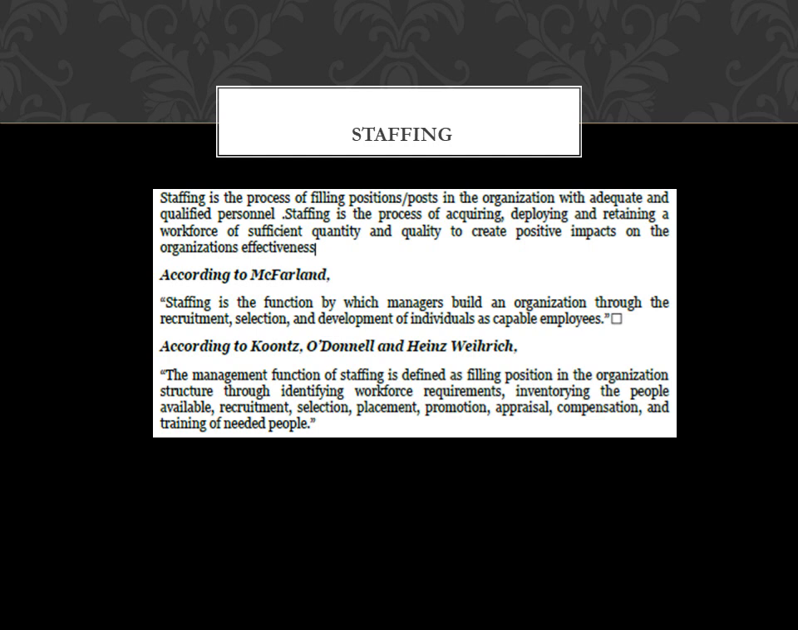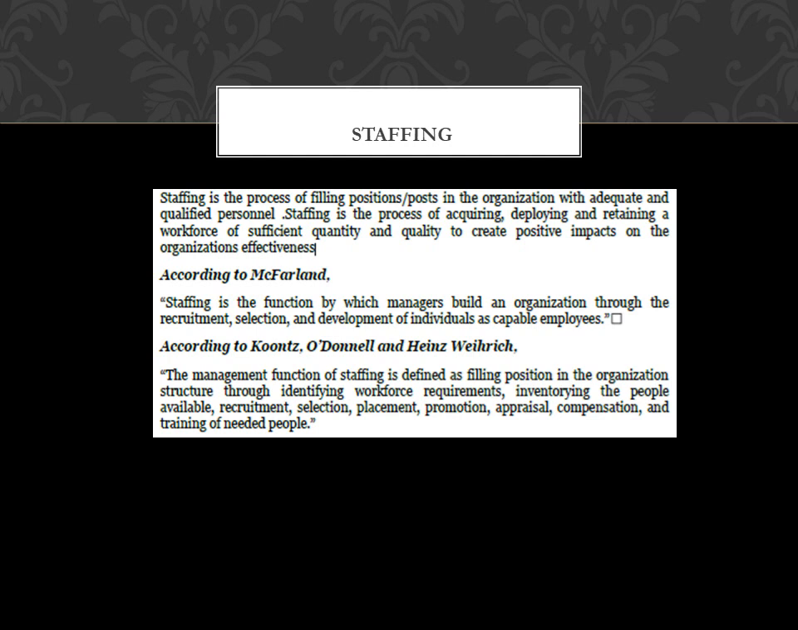Staffing is the process of acquiring, deploying and retaining a workforce of sufficient quality and quantity to create positive impacts on the organization's effectiveness. As you all know, staffing is the process of hiring eligible candidates who are needed for the specific positions that are vacant in an organization. Filling and keeping filled the positions in an organization keeps it moving.